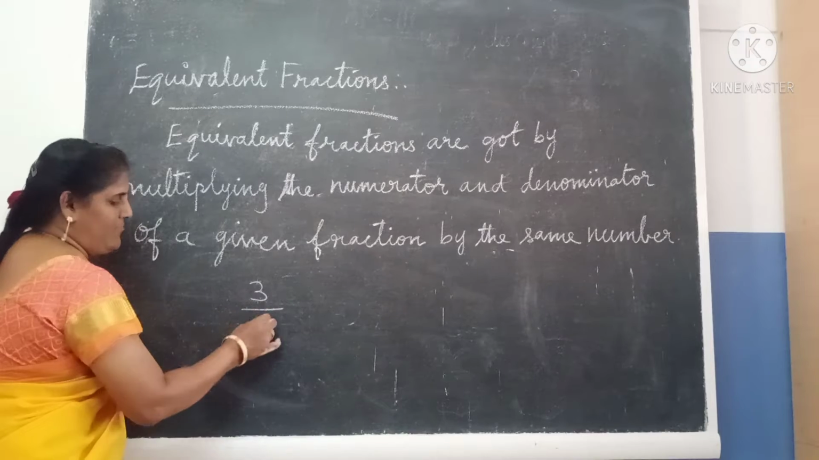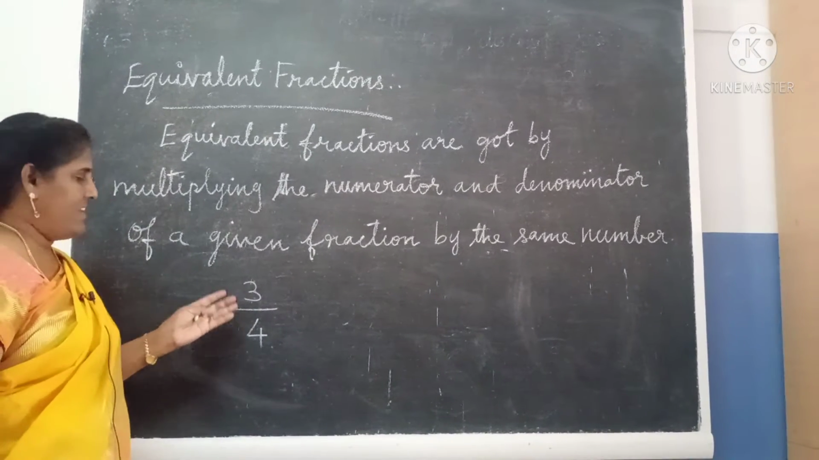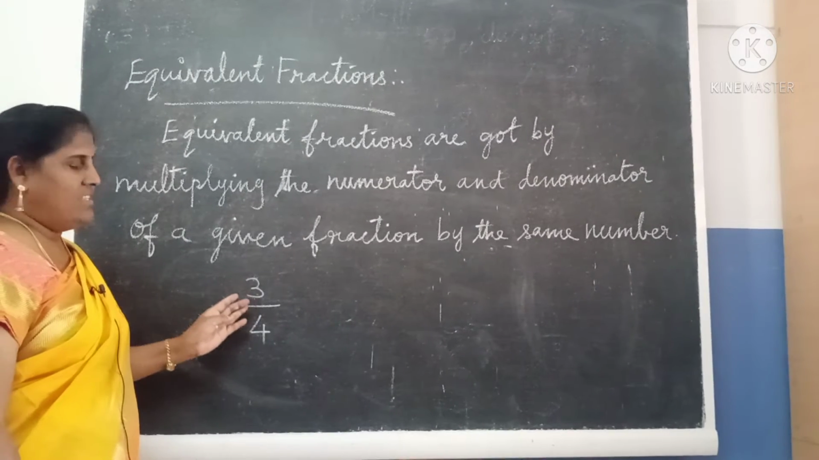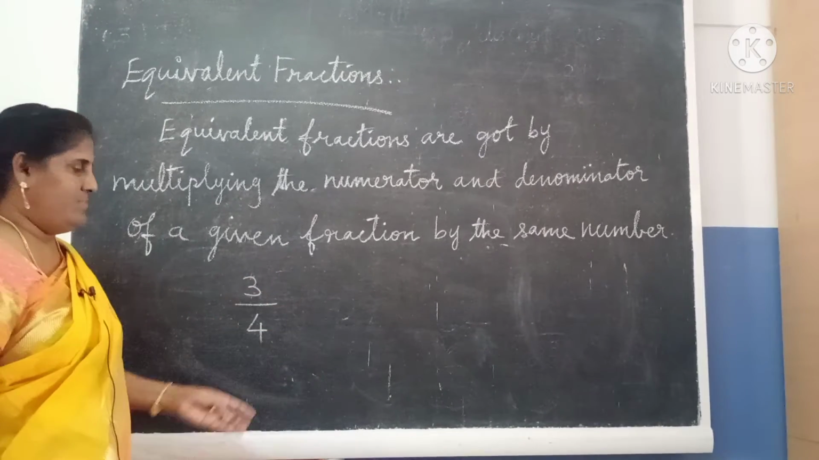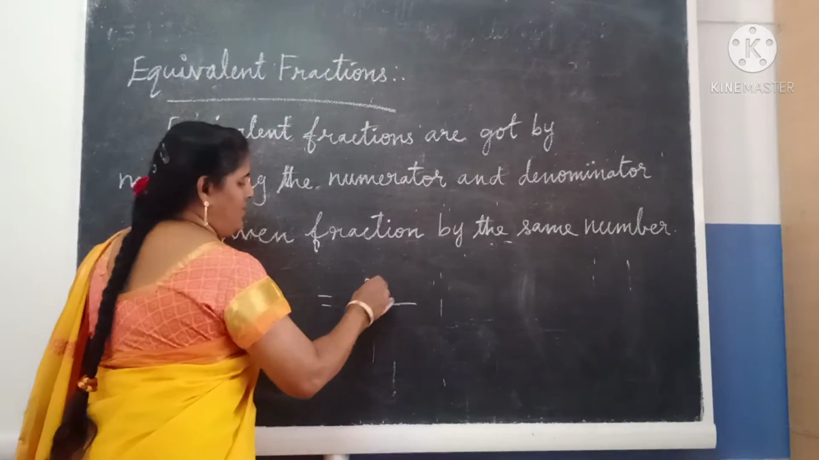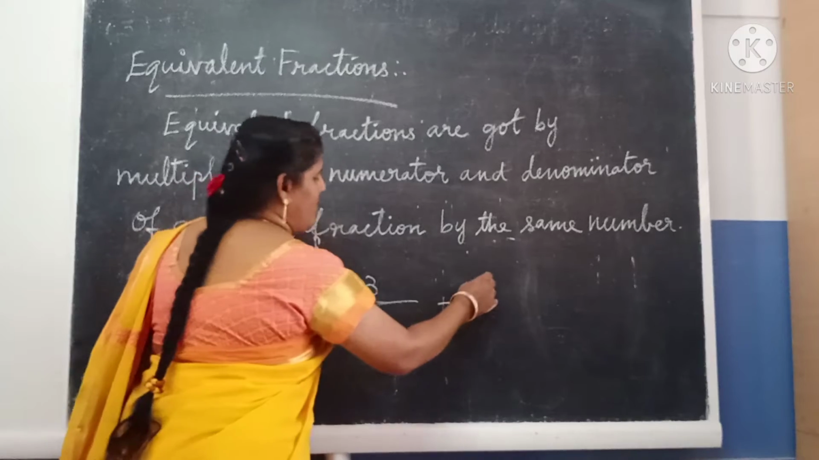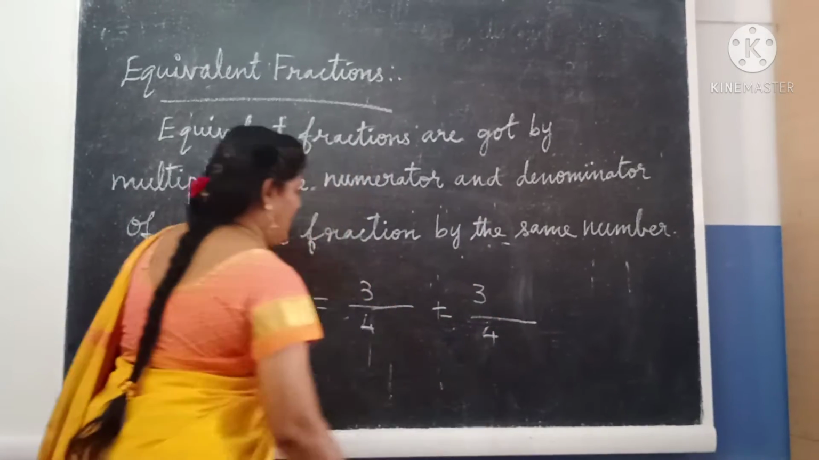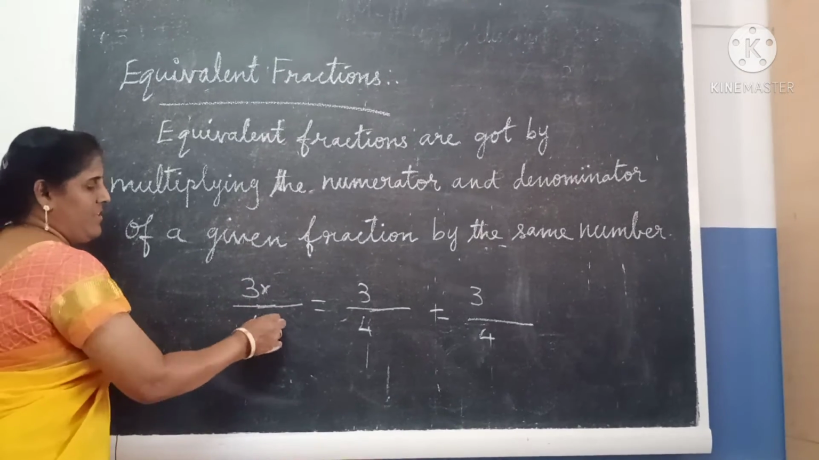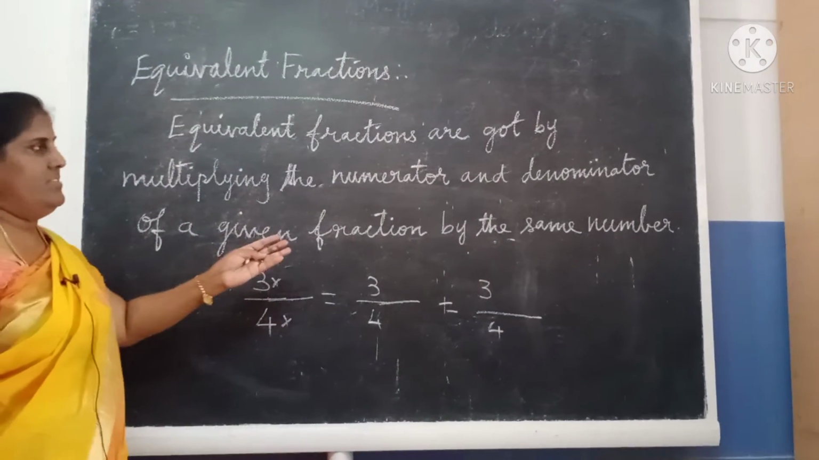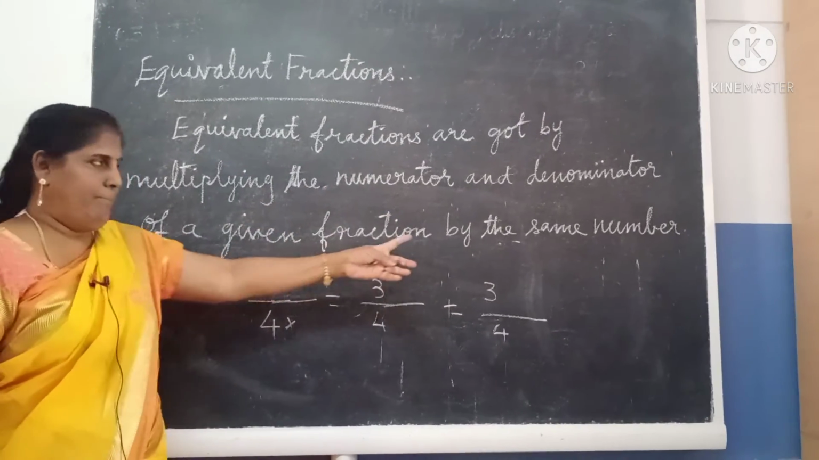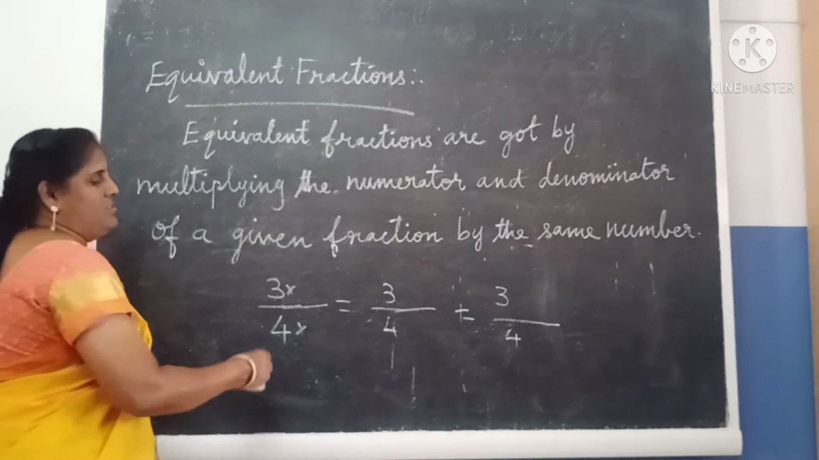For example, 3 by 4. The fraction 3 by 4 is a proper fraction. If I want to write an equivalent fraction for it, there is only one method. If I want to get equivalent fractions, what is the method given here? We have to multiply the numerator and the denominator by the same number. That is your wish only.